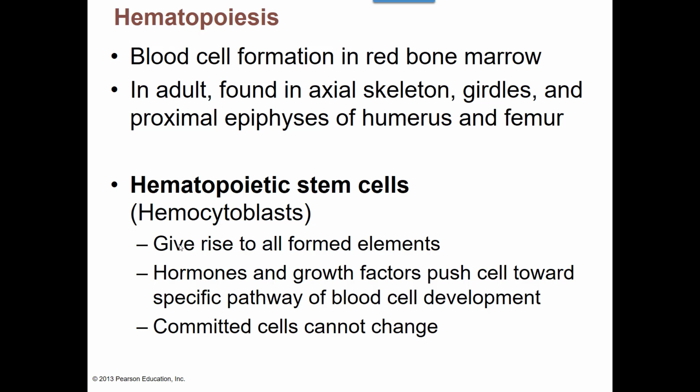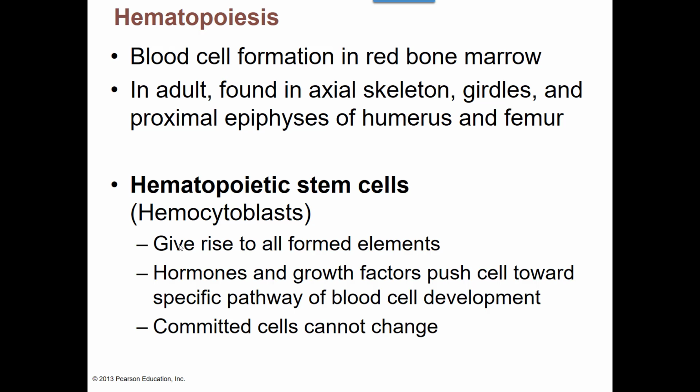So these are the cells that give rise to all of our formed elements, meaning your hematopoietic stem cells can give us red blood cells, they can give us white blood cells, they can give us platelets, all the formed elements. It all just depends on various hormones and growth factors to determine which cell is going to be made. And then once it's committed to making a particular cell, it can't change back into some other type of cell.